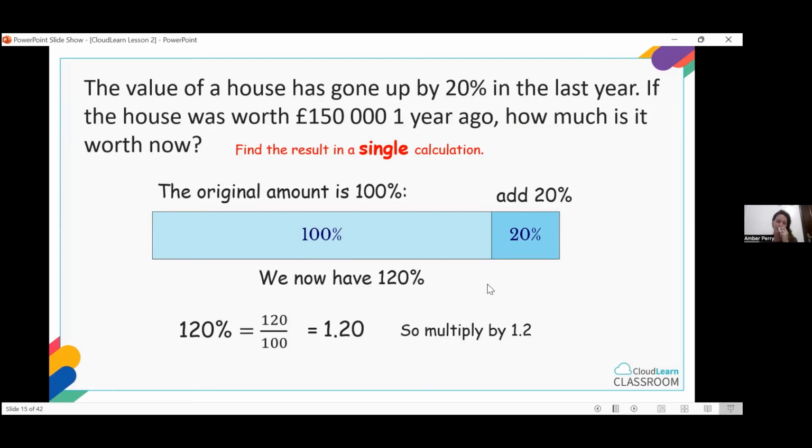We want to find 1.2 of the original cost. So yes, you can definitely do it with 150,000: find 10%, find another 10%, add that on, and you can find the answer that way. But I also want you to type 150,000 into your calculator and multiply it by 1.2, and you'll see that the answer is 180,000. It's a really quick way of getting to the answer.